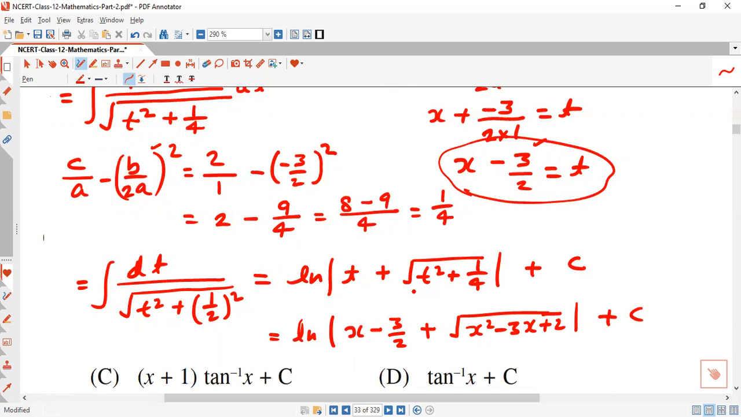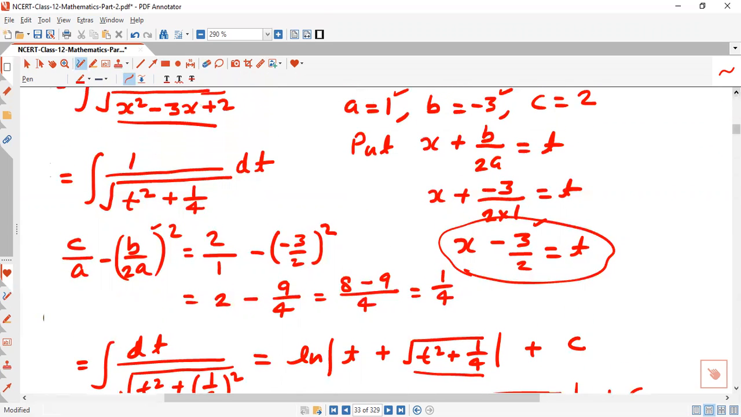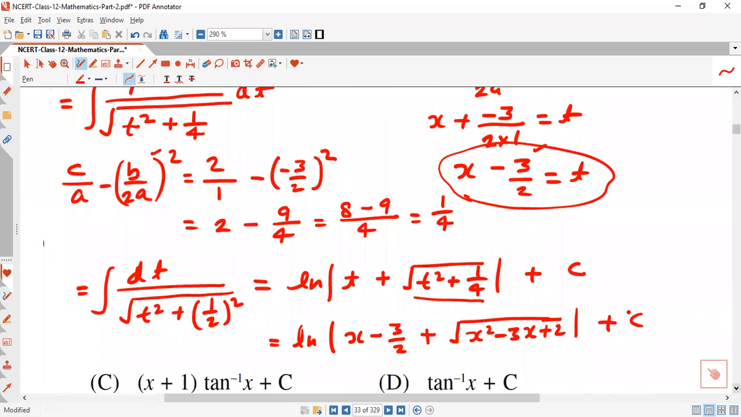How do we write this one? You say t square plus 1 by 4. We are putting this value only, so we are writing the value directly. So this is the answer of this question.